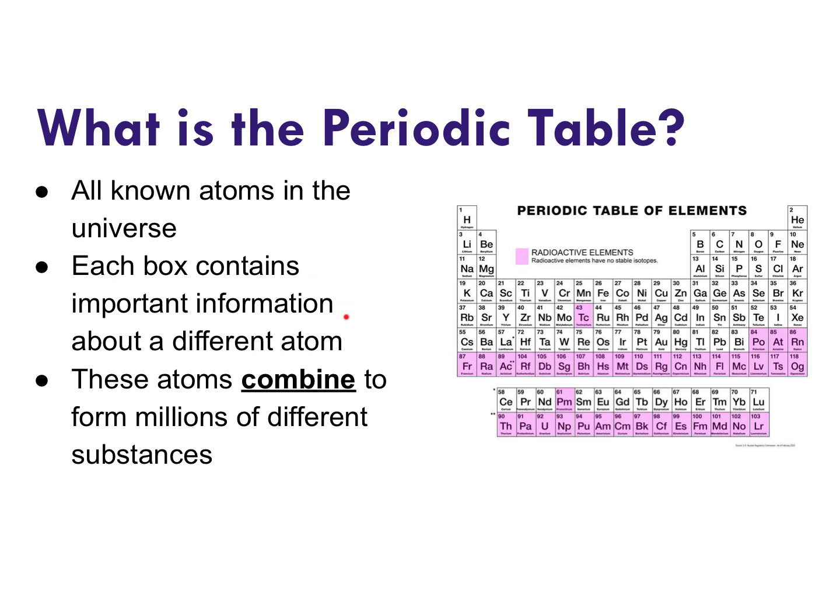Each box contains important information about a different atom. So it's important to recognize that we call these things elements, but each element has its own specific atom within each of these boxes. And we'll take a look at some specifics and how to recognize the differences in this presentation. And then these atoms combine to form millions of different substances. So these elements, though they are the most basic, which is why we call them the elements, when we put them together, we get all of the things that you're more familiar with in life. And we'll talk about what that means, what that looks like too.